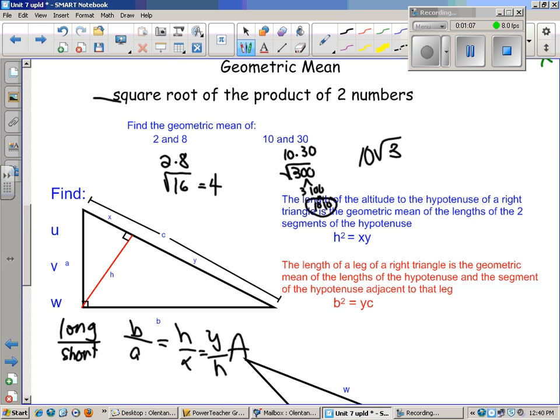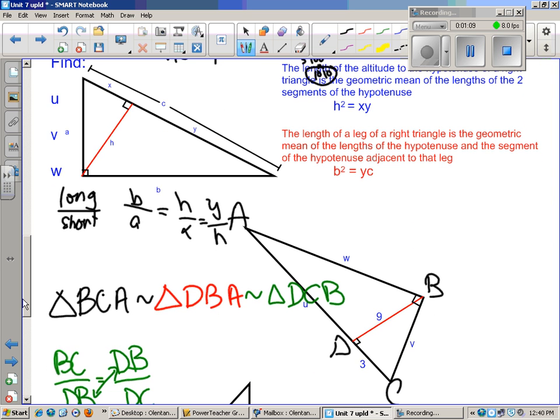Okay? So putting these together in cross products, we get H squared equals X times Y, right? Because you cross multiply. H times H is H squared, right? So if you rearrange that a little bit, how do I solve for H if I have H squared? What do I do? Square root, right? So I get H is equal to the square root of X times Y.